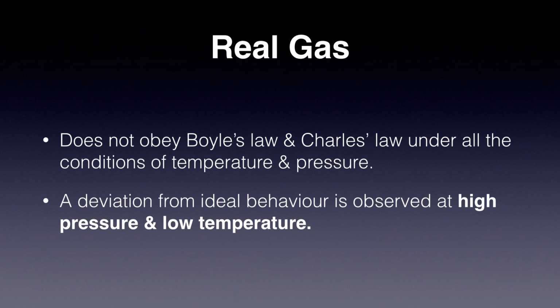Okay, next one is about the real gas. They do not obey Boyle's law and Charles' law under all the conditions of temperature and pressure, and they show deviation from ideal behavior at normally high pressures and low temperature. Now what will be the reason? At high pressure the molecules are close to each other, and at low temperature as well it is the same. They tend to be closer to each other, so therefore that ideal behavior is not there. Okay, so this you should understand.